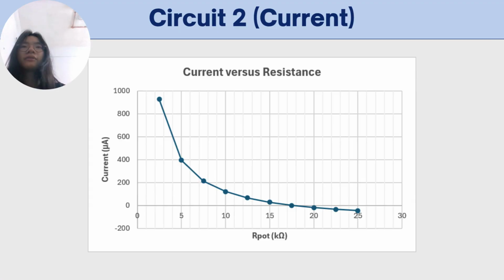This shows current versus resistance graph. When the R port increases, the current decreases.